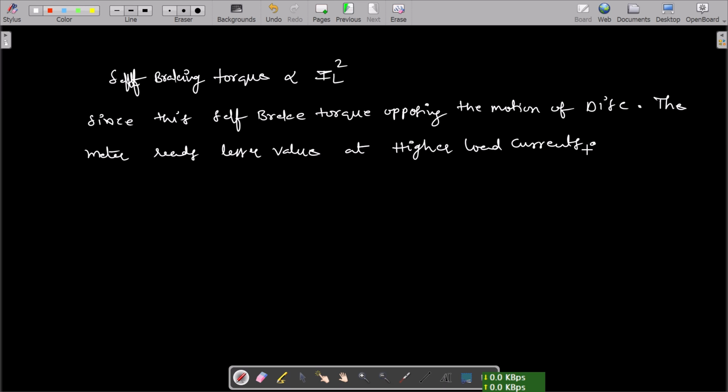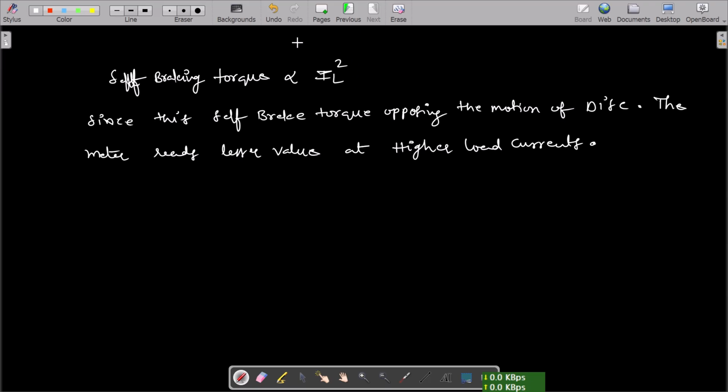Okay, higher load currents, because only at higher load currents will the flux phi sc be very high. If the flux is very high, then the self braking torque will be very high, because self braking torque is proportional to the load current. So at higher load current values, the self braking torque will be more.